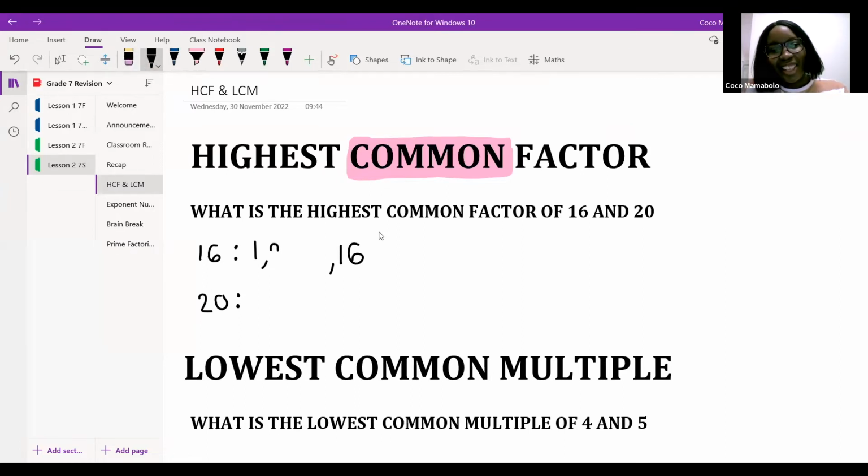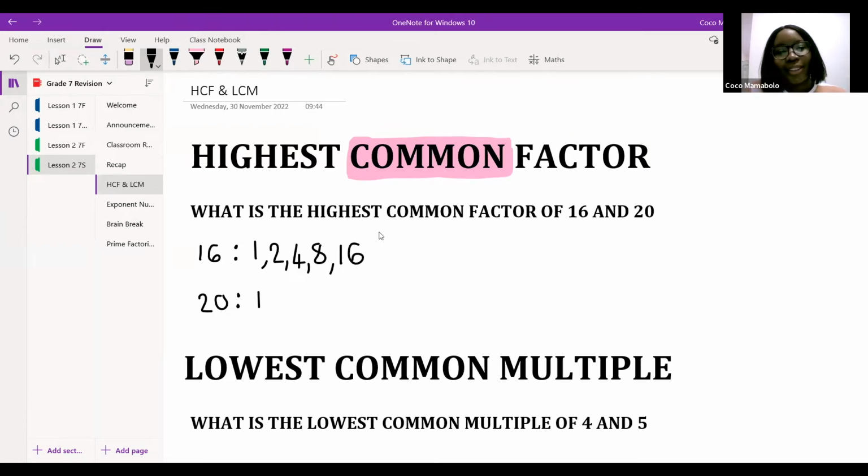1 times 16, 2 times 8, and then 4 times 4. And those are my factors of 16. Now, guys, what are my factors of 20? I feel like Bulela already typed that out and he was just waiting for me to ask. What are the factors of 20?